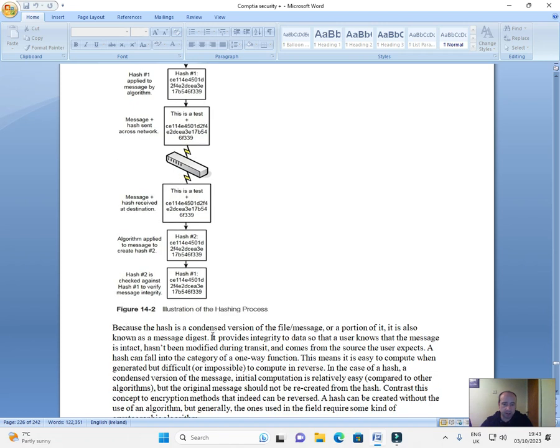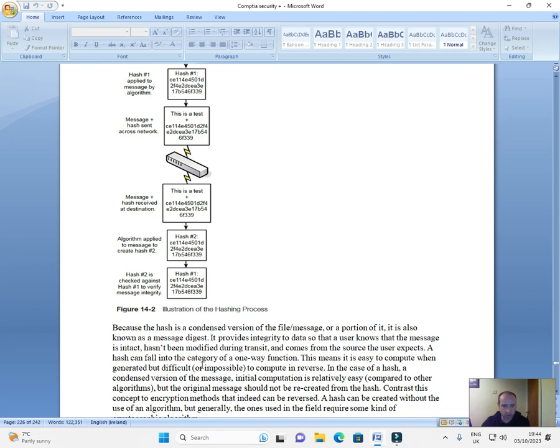Because the hash is a condensed version of a file, message, or a portion of it, it is also known as a message digest. It provides integrity to data so that the user knows that the message is intact, hasn't been modified during transit, and comes from the source that the user expects.